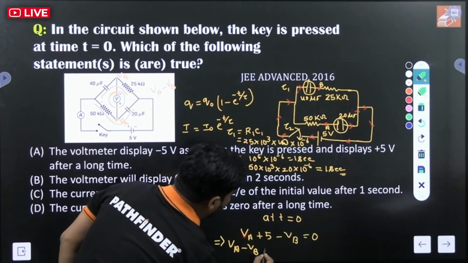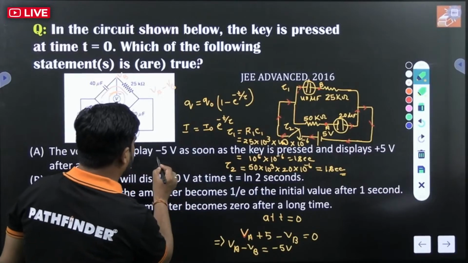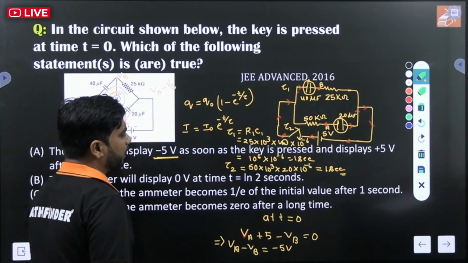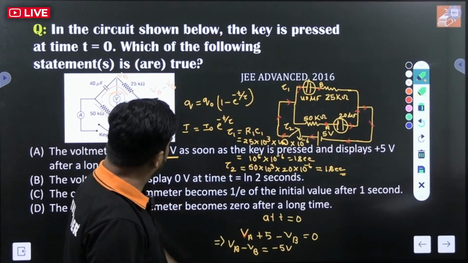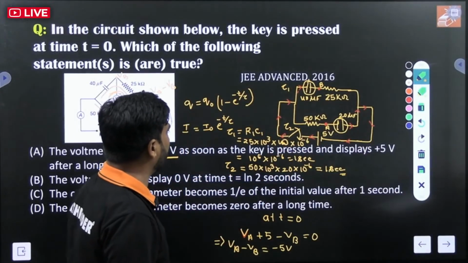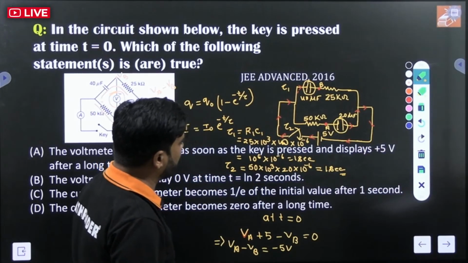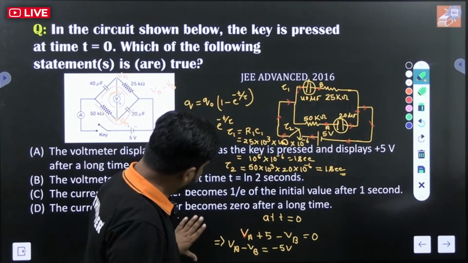VA minus VB is equal to minus 5 volt. So first option, this is minus 5 volt. Yes, we are getting minus 5 volt. So now can I remove this section? We have to check for whether we are getting plus 5 volt or not when it is pressed for a longer period of time. So I am just wiping it up.